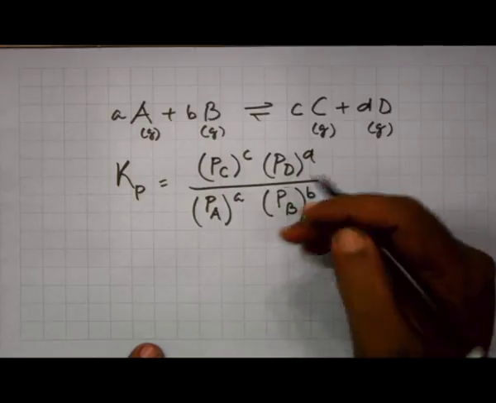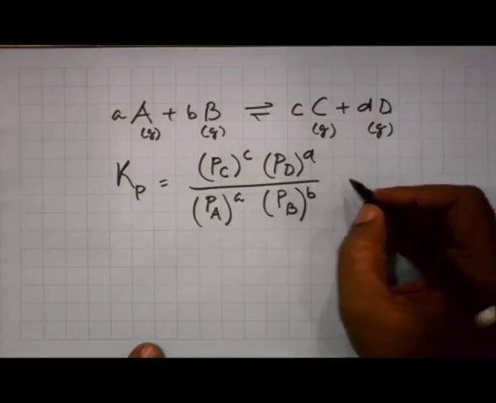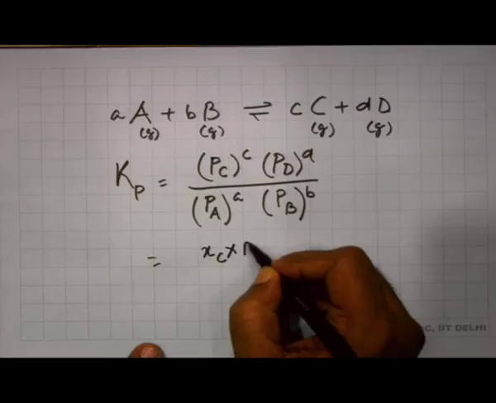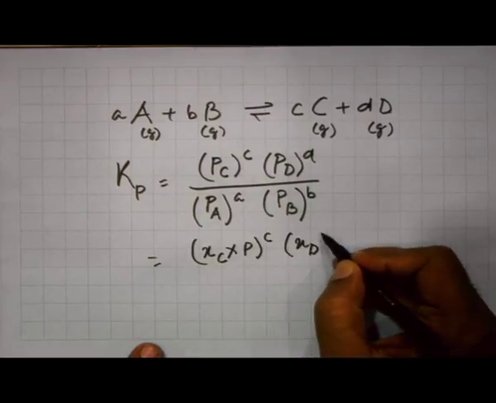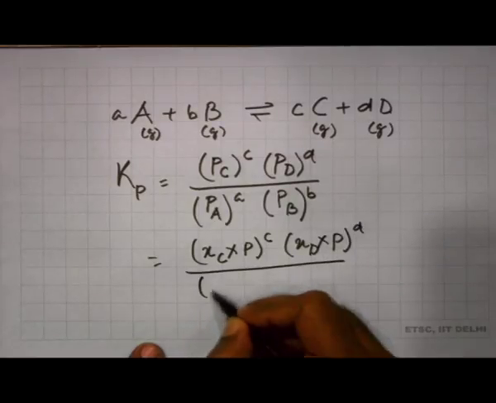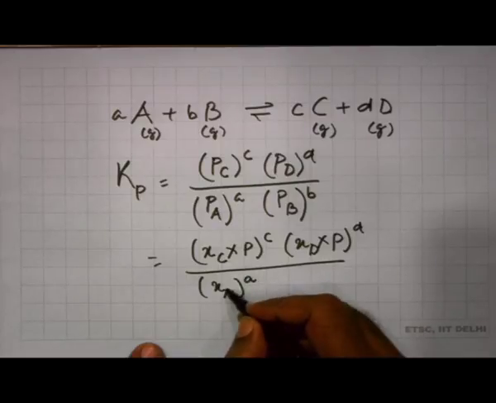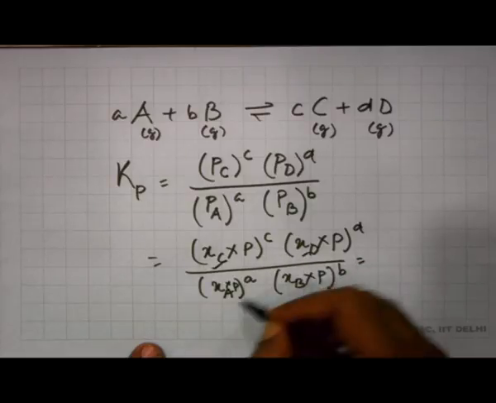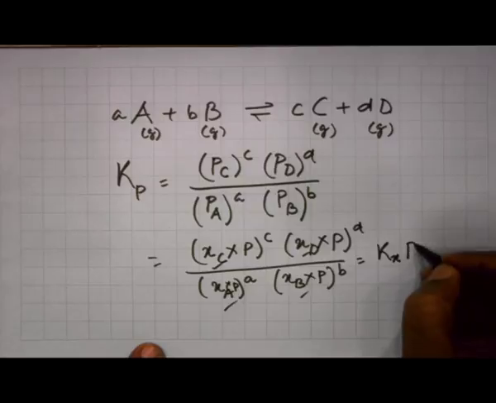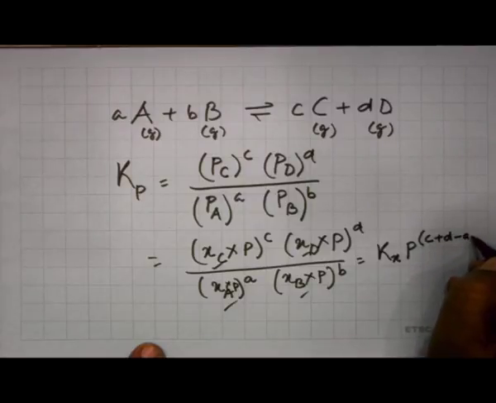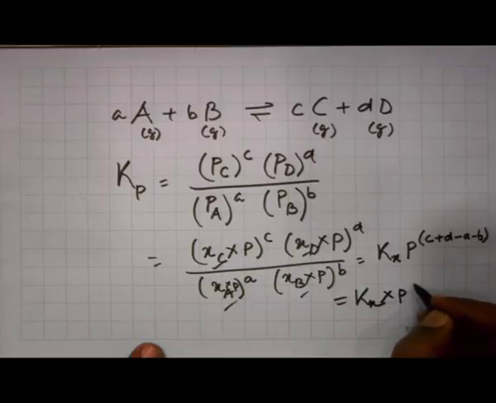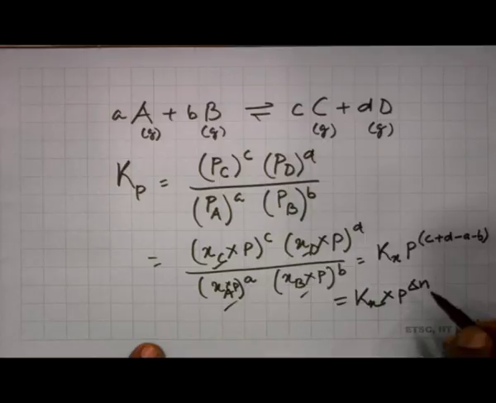And now, suppose we increase the pressure. So, what will happen? We know that this is simply x_C into P to the power c, x_D, the mole fraction, P to the power d, divided by x_A into P to the power a, x_B into P to the power b. And these quantities, when I take them out, give you Kx times P to the power (c + d - a - b). So, this is simply Kx into P to the power delta n, and delta n is simply c + d - a - b.